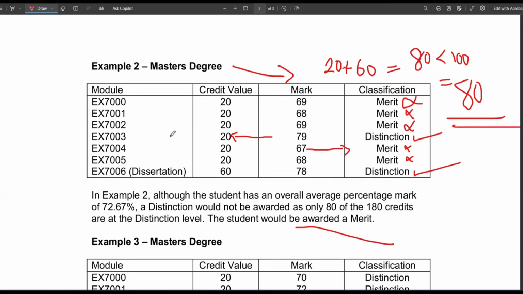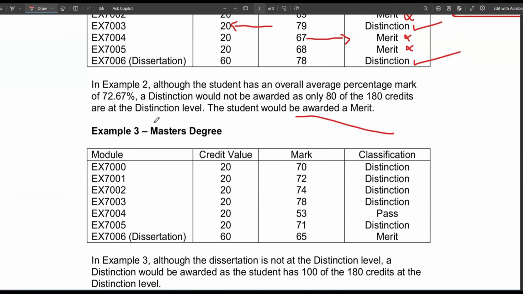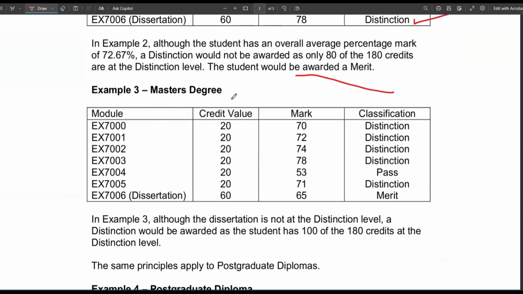So now let's look at this last, third example and let's see what the person will be able to graduate with. Of course, you see the same credit value we are following. For the first module, the person had a mark of 70, which is distinction. This is a good one. So that's 20. The next module, the person has 72. That's also a distinction. That's plus another 20.